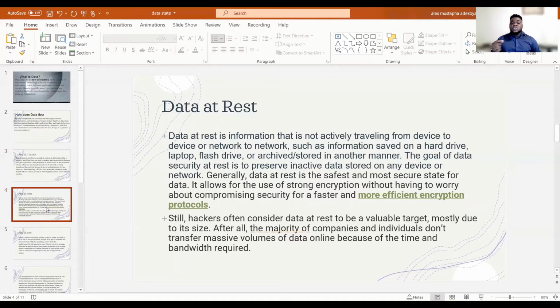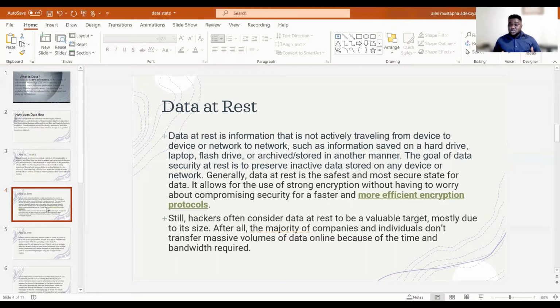It allows for the use of strong encryption without having to worry about compromising security for a transfer, and more effective encryption protocols. Still, hackers often consider data at rest to be a valuable target, mostly due to its size. After all, the majority of companies and individuals do not transfer massive volumes of data online because of the time and bandwidth required. Now, what is this trying to tell us?